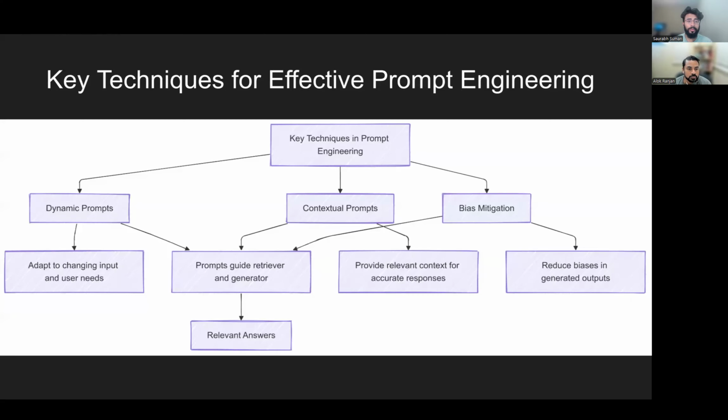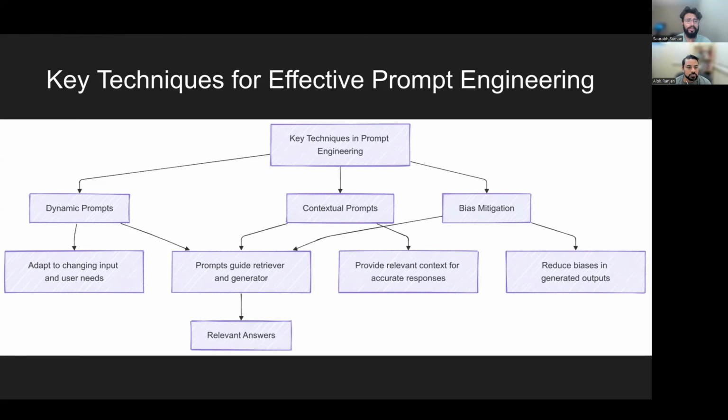Now that we know the importance of prompt engineering, let's explore three key techniques: dynamic prompts, contextual prompts, and bias mitigation. I'll begin with the dynamic prompts. So dynamic prompts are all about adaptability. They basically evolve based on the changing input or the user's needs.